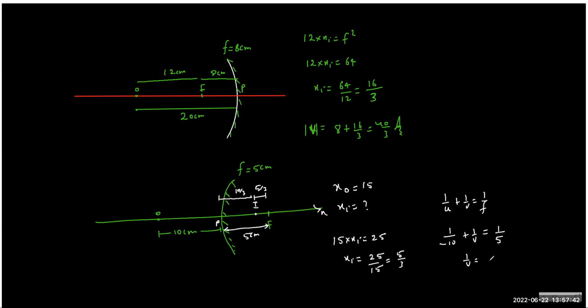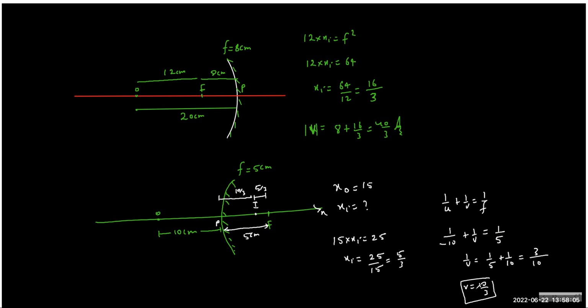So 1 by v will be how much? 1 by 5 plus 1 by 10. LCM is 10, which is 3 by 10. So v is 10 by 3, and it's the positive answer, so it's on the right side. So you can see it's pretty easy to solve by both methods. I mean, of course, both methods are equally easy.